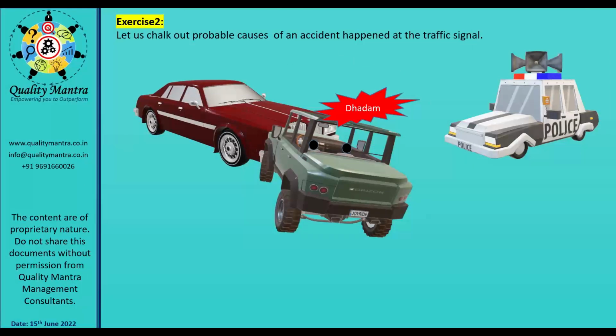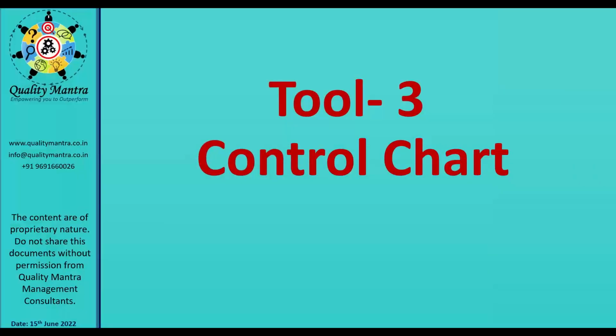We had also done an exercise with the participation of all you people to find out the probable causes of an accident happening on the roadside, or on the road, or at the traffic signal. Now you see, the basic thing is the brainstorming session. How you carry out a brainstorming session will give you the maximum probable causes. You need to involve the people.